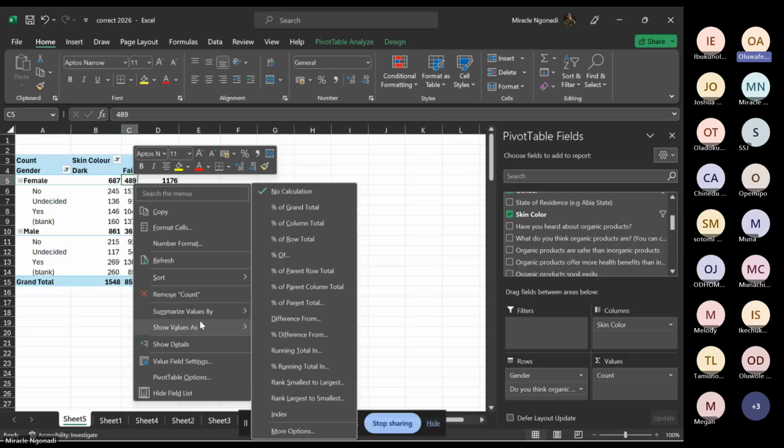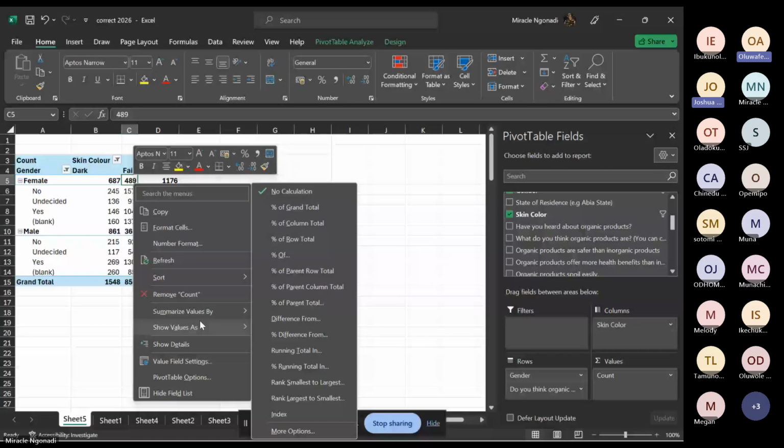Now, you can also see we have percentage of column total. Column total simply means, you see that we have a column there called dark. It means that for every column you have, it is automatically 100%. So if you are trying to do something like percentage of grand total, it means how many percentage of dark-skinned people feel that it is cheap.